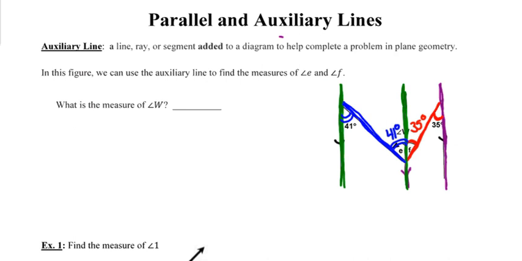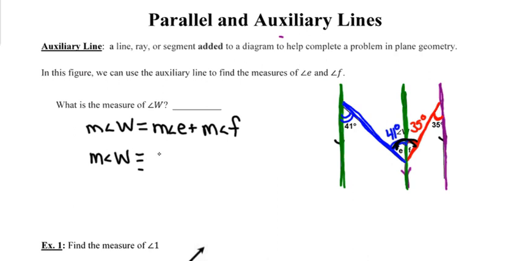And now you can see from the way that I've marked the diagram that the measure of angle W is made up of the measure of angle E plus the measure of angle F. But the measure of angle E from the picture we said is 41 degrees, and the measure of angle F we said from the diagram is 35 degrees, making the measure of angle W the sum of those two, or in other words, a grand total of 76 degrees.